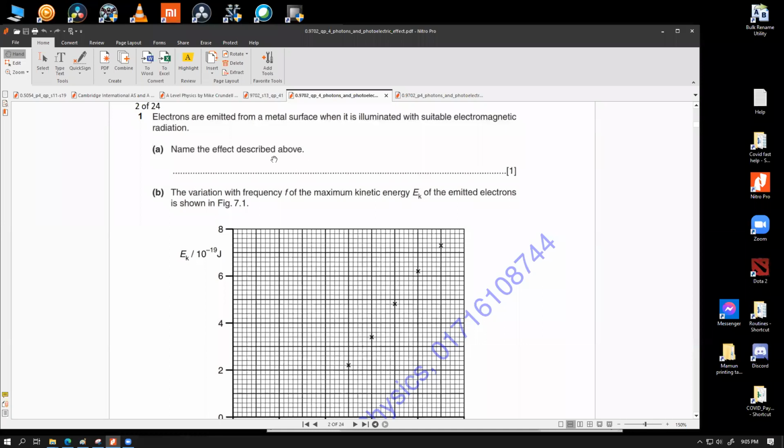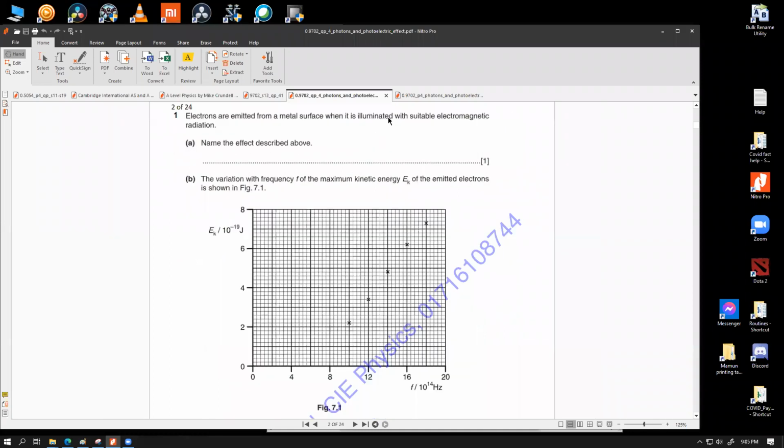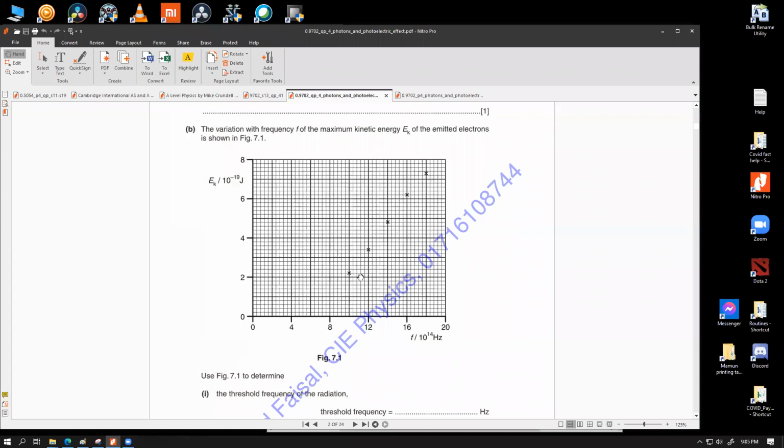Electrons are emitted from a metal surface when it is irradiated with suitable electromagnetic radiation, and this effect is called the photoelectric effect. You cannot make a spelling mistake. If you make a spelling mistake, you are going to lose marks. The variation with frequency f of the maximum kinetic energy of the emitted electrons is shown in Fig. 7.1. Beautiful, we have some dots. We have the energy on a 10 to the minus 19 scale and frequency on a 10 to the 14 hertz scale. This is the zero of the graph.